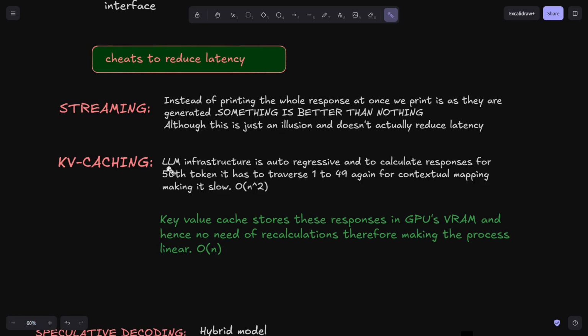Second, KV caching. Without a cache, if the model is generating the 50th word, it has to recalculate the math for words 1 through 49. That is, big O of n squared complexity. It gets exponentially slower as the chat gets longer. The key value cache stores the internal mathematical representations of all previous tokens in the GPU's VRAM. The result? When word 50 is generated, the model only calculates the math for that one new word. It turns an exponential problem into a linear one.